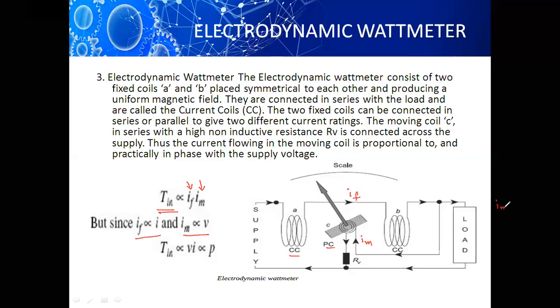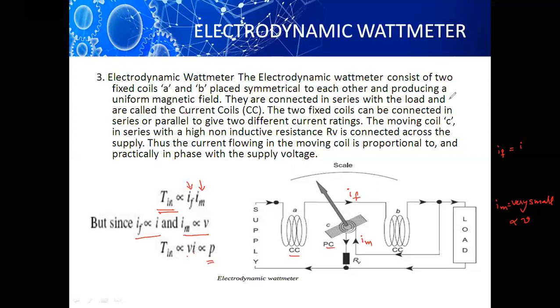IM is very small, and it is proportional to the voltage, and IF is equal to the load current directly. Hence, now if we try to write the deflection torque, it is directly proportional to, instead of IF, I write I, instead of IM, I write V. So it is directly proportional to V into I, instantaneous values. Hence, it is directly proportional to the instantaneous value of the power.